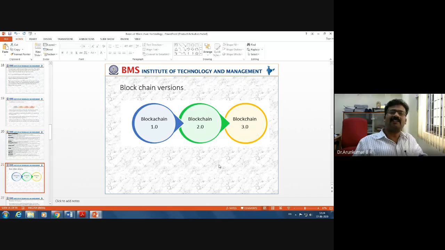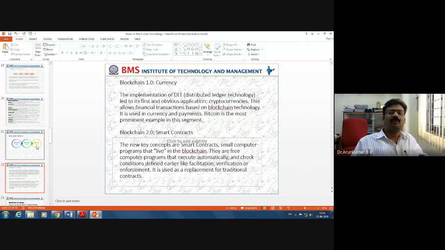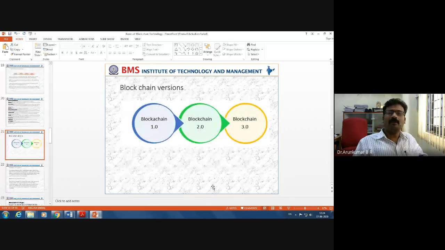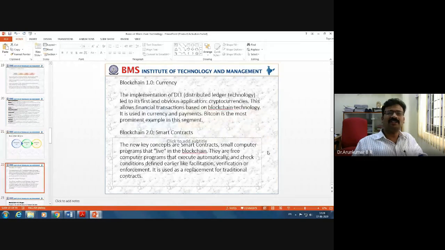Now we'll go to the blockchain versions: blockchain 1.0, blockchain 2.0, blockchain 3.0. These are the different versions. Blockchain 1.0 is currency, the implementation of distributed ledger technology, which led to its first and most obvious application, cryptocurrencies. This allows financial transactions based on blockchain technology. It is used in currency and payments. Bitcoin is the most prominent example in this segment, right?